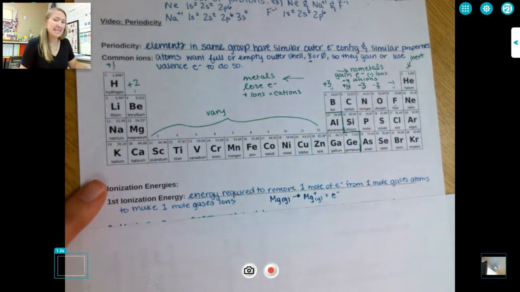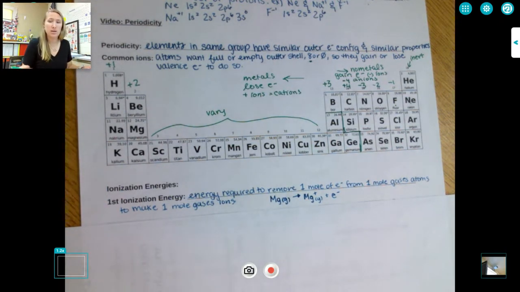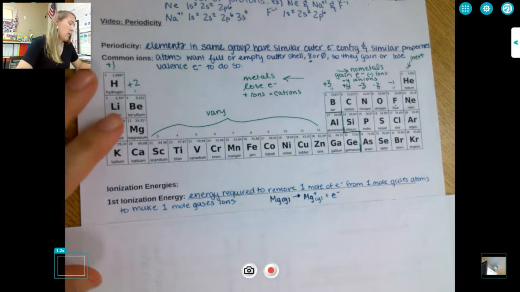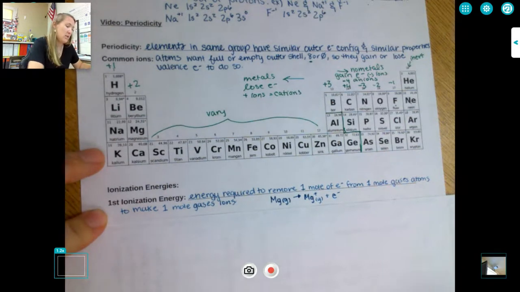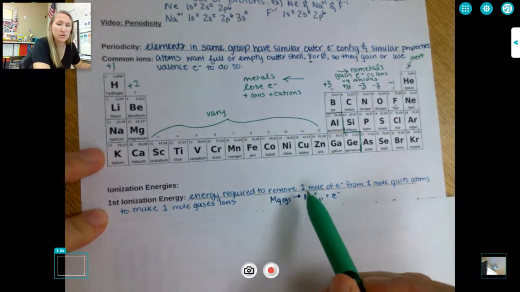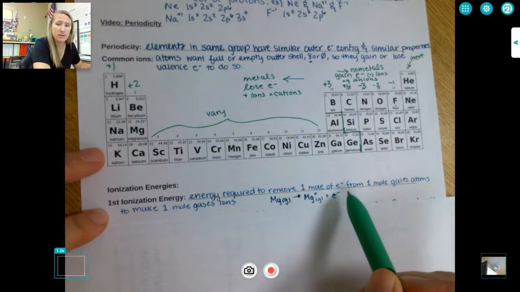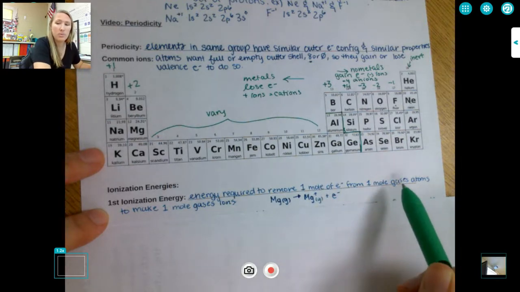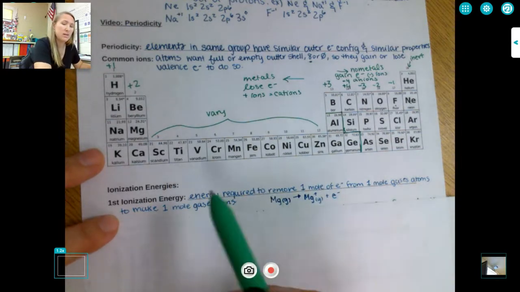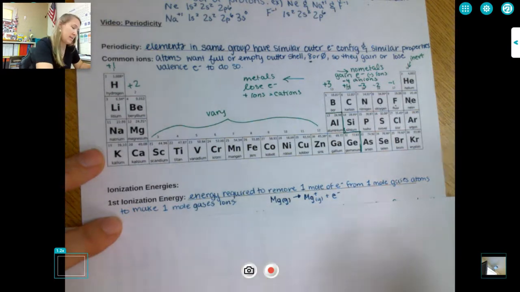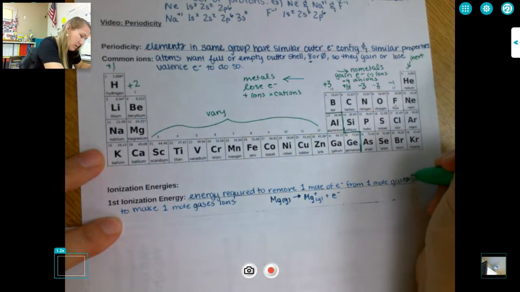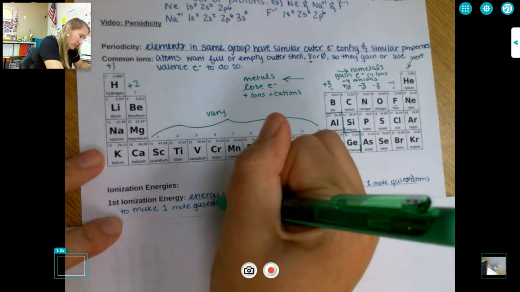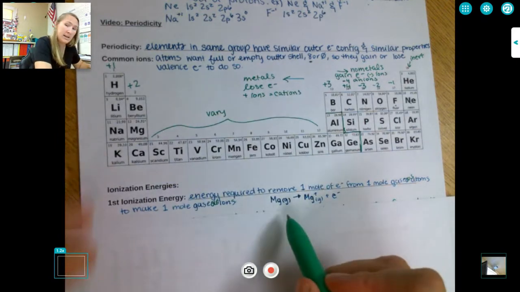So we've talked about ionization a little bit. Ionization is the energy required to remove an electron from an atom to turn it into an ion. We can have our first ionization energy, which specifies the energy required to remove 1 mole of electrons from 1 mole of gaseous atoms to make 1 mole of gaseous ions. And we write that in a very specific way.